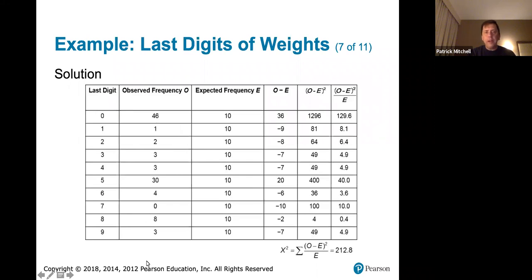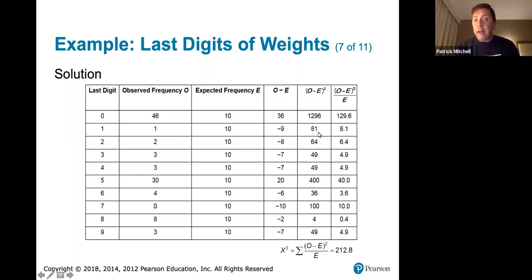Here are all my last digits. Here are the observed frequencies. Here are the expected frequencies. So let me walk you through two or three rows of this. O minus E in this first row is 46 minus 10, which is 36. And then in this column, we're going to square that difference. 36 squared is 1,296. And then in the last column, we're going to divide this number by E, which is 10. 1296 divided by 10 is 129.6.